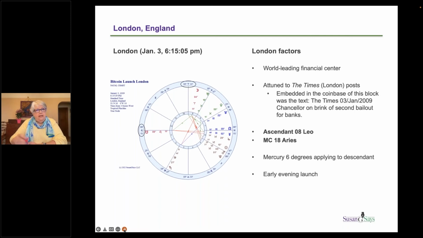The ascendant, and here, let me back up and say one more thing. All 5 of these charts have the same planets, the same aspects. The only thing that differs among them are the angles. And so to help figure out which one might be the location, we really have to concentrate on the angles. For London, the ascendant is at 08 Leo, the MC is at 18 Aries. Mercury is 6 degrees applying to the descendant, and this would have made a nice, convenient early evening launch.